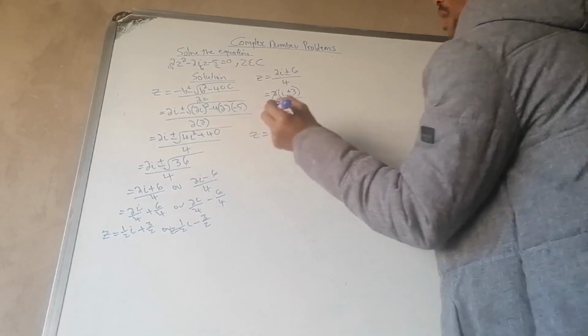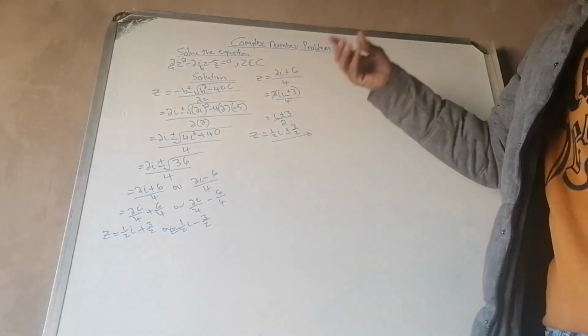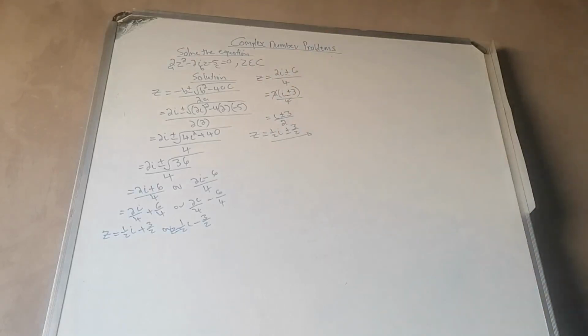Yes, so you'll have 1/2 i plus 3.5, or 1/2 i minus 3.5 as the value of your z. And it's true that z is an element of a complex number, and this is quite complex. So we are more than fine with that.